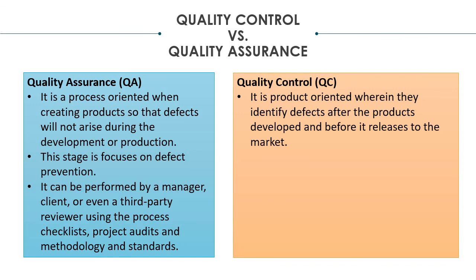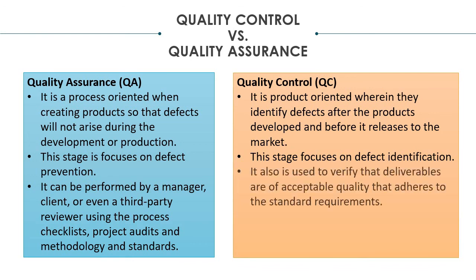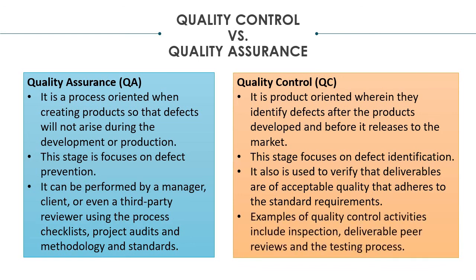While QC is product-oriented, wherein they identify defects after the product is developed and before it is released to the market. This stage focuses on defect identification. It is also used to verify that deliverables are of acceptable quality that adheres to the standard requirements. Examples of quality control activities include inspection, deliverable peer reviews, and testing process.